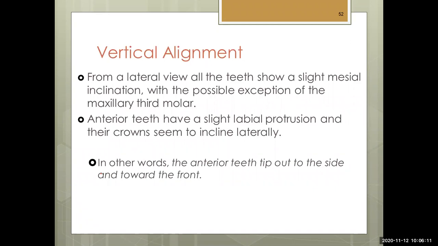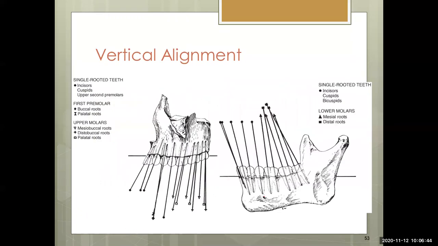So from the lateral view, all teeth will show a slight mesial inclination with the possible exception of the maxillary third molars. Anterior teeth have a slight labial protrusion. This is the important one here. What does that mean? That the anterior teeth are going to be coming over the mandibular teeth, right? But there is a slight labial protrusion. They're not straight up and down.